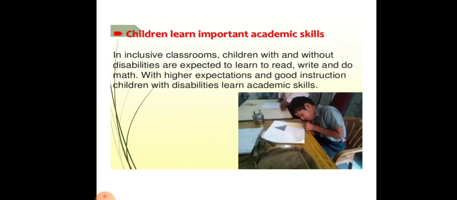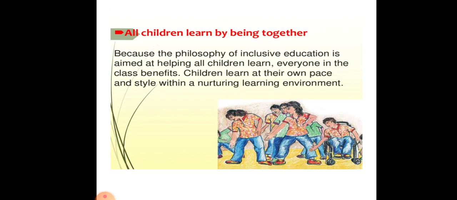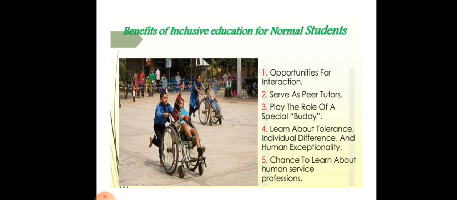Children learn important academic skills. In an inclusive classroom, children with or without disabilities are expected to learn to read, write and do maths. With higher expectations and good instruction, children with disabilities learn academic skills. All children learn by being together. So whether having a disability or not, everyone in the class benefits. Children learn at their own pace and style within a nurturing learning environment.